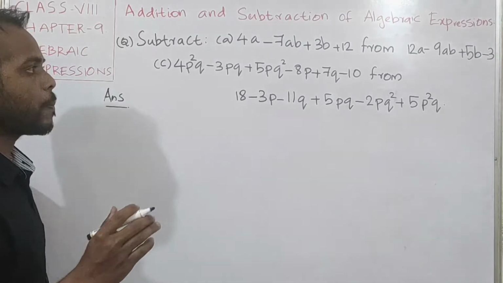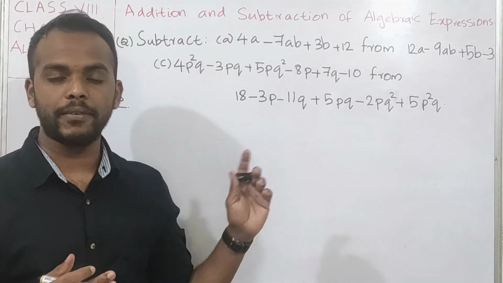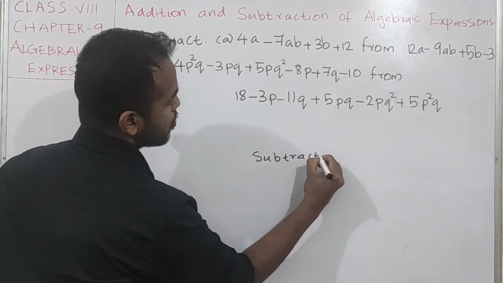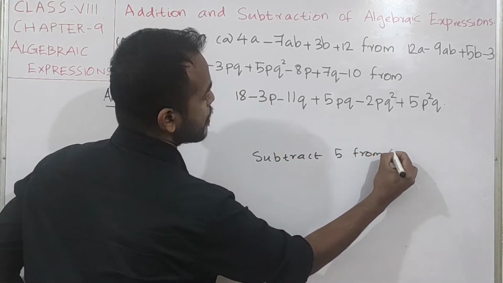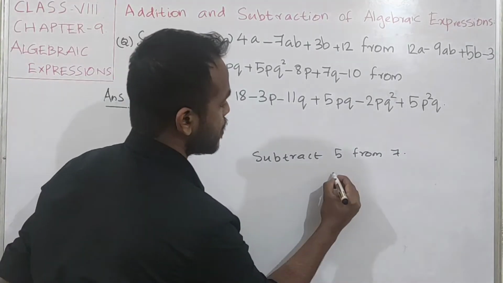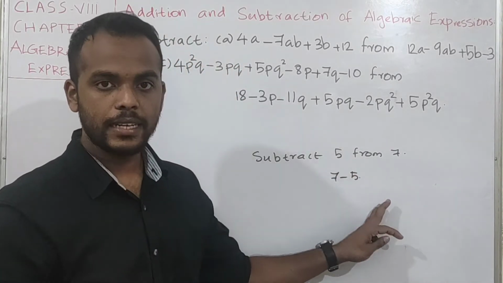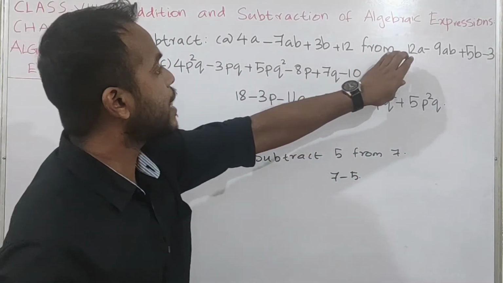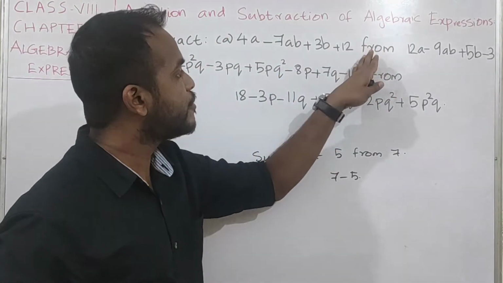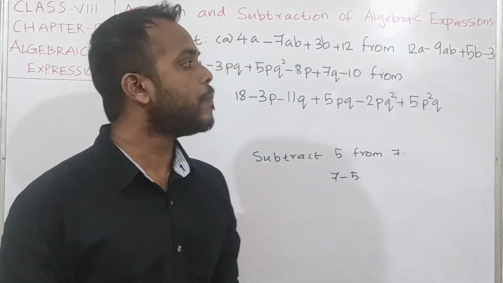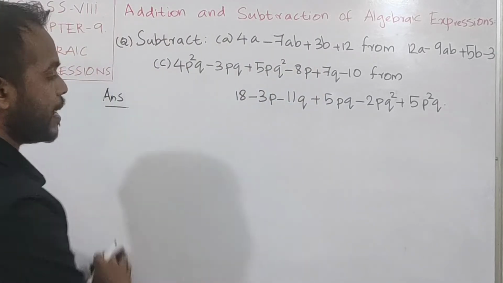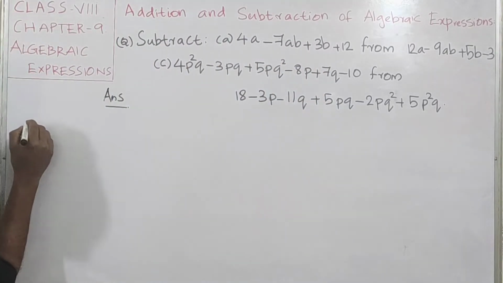Why? Even in my earlier classes I was also having the same doubt. It's just like subtract 5 from 7. Then what will you do? We will subtract 5 from 7. That is 7 minus 5. Right? In the same way, we are asked to subtract this expression 4a minus 7ab plus 3b plus 12 from 12a minus 9ab plus 5b minus 3. So this is the basic thing that we should understand while writing the answer. So let's try to answer them.